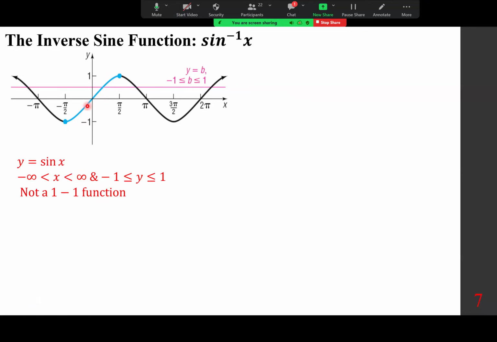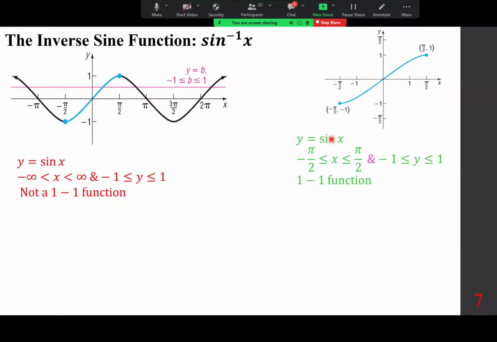And the reason we do that, instead of going from 0 to pi, is we want to make sure the entire range of negative 1 to 1 is covered. That's why we go from negative pi over 2 to pi over 2. So this is not a one-to-one function. Now, this one, with the restriction on the domain from negative pi over 2 to pi over 2, is a one-to-one function. Same range. So how would we graph the inverse function? It's very simple. Look at these three easy points.